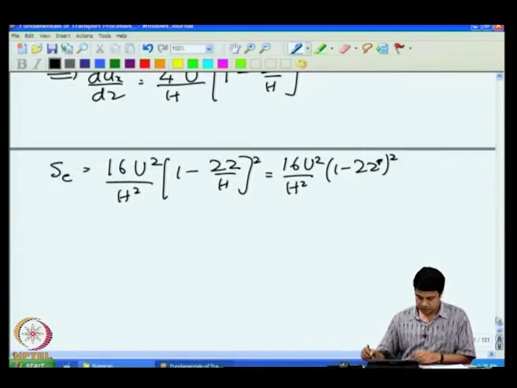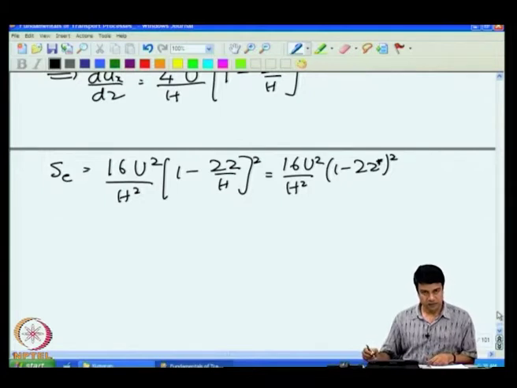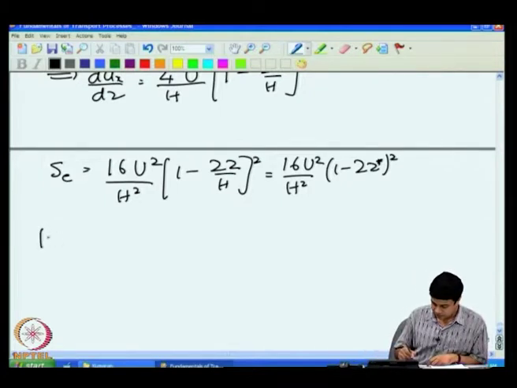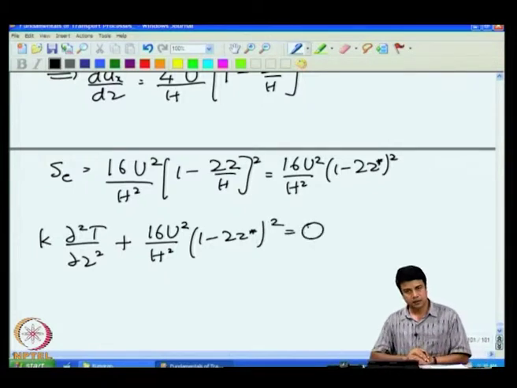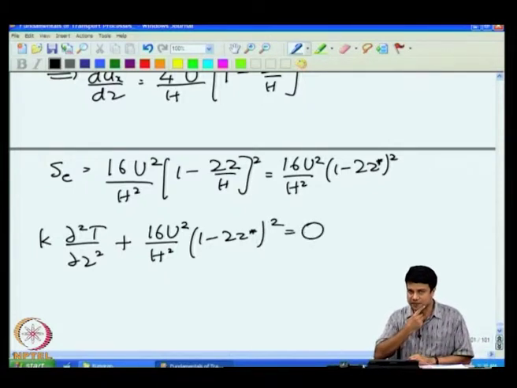And if I put that into my conservation equation, I have k times d square T by dz square plus 16u square by h square into (1 minus 2z star) the whole square is equal to 0. So, this is my energy conservation equation in the presence of viscous heating within the flow.